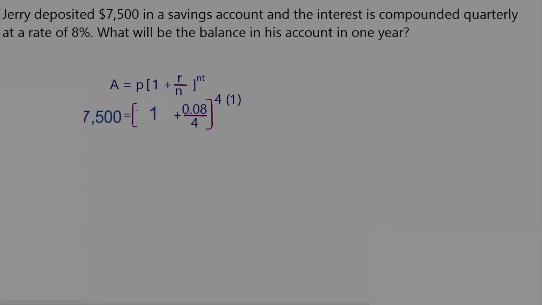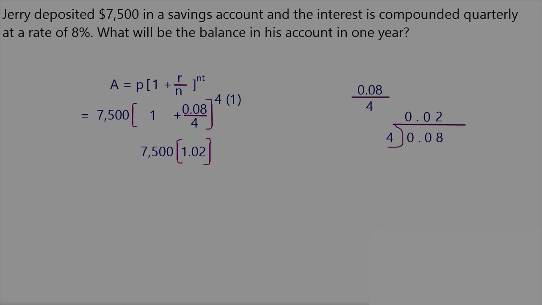0.08 divided into 4 equals 0.02. Plus 1, which is equal to 1.02. 4 times 1 equals 4. Multiplying 7,500 by 1.02 raised to the power of 4 equals $8,118.24. And that is simply the balance in the account after 1 year.